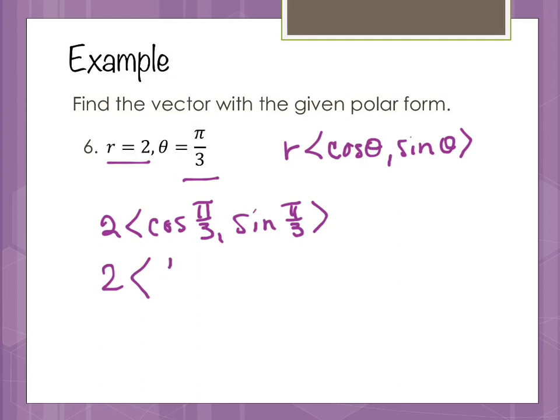Yes, it is. It's 1/2. And the sine of pi over 3? Square root of 3 over 2. And that right there would be a polar form of the vector. It just says to find a vector with a given polar form.